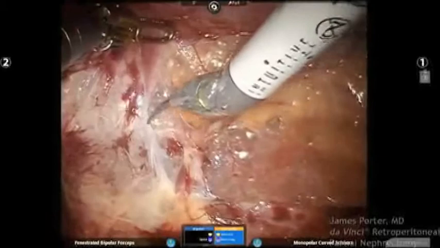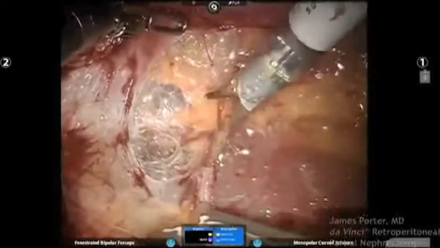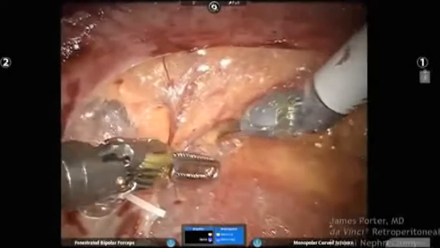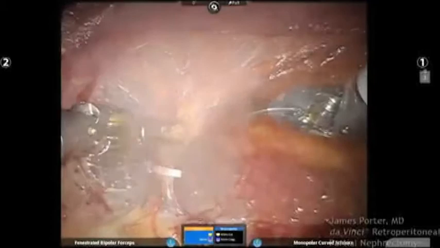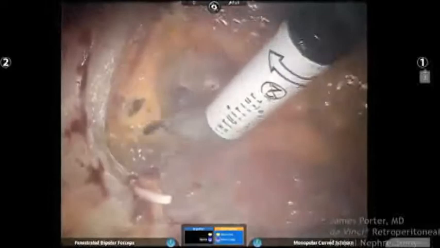And for the audience, as Dr. Porter had pointed out, really, in the retroperitoneal approach, keeping the psoas muscle and the horizontal orientation really maintains a perspective so that you don't lose landmarks. In the transperitoneal approach, certainly because the anatomy is somewhat more familiar, one can maintain the orientation.